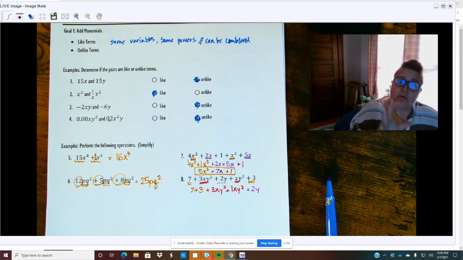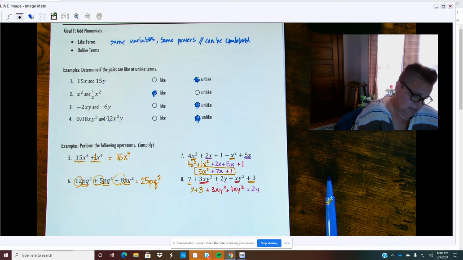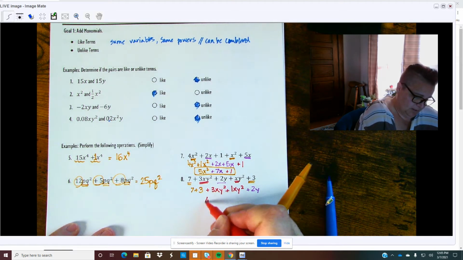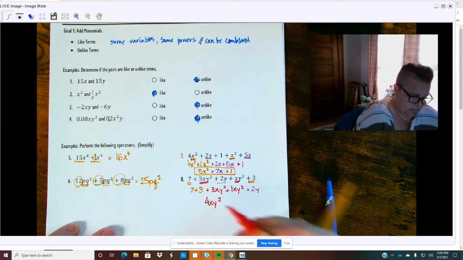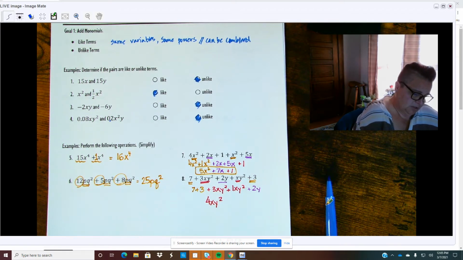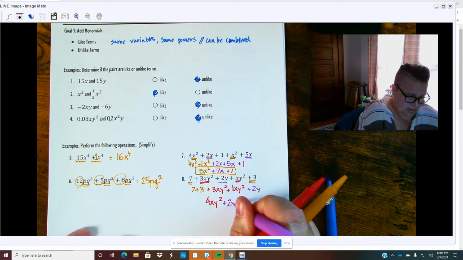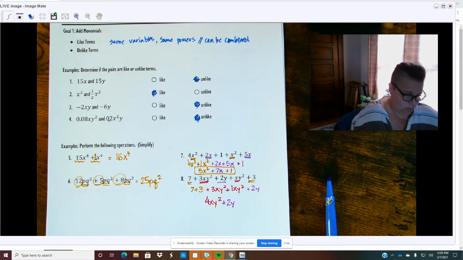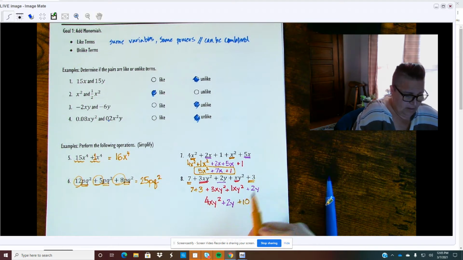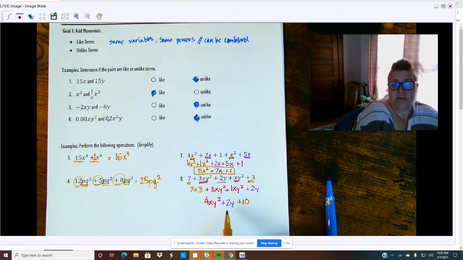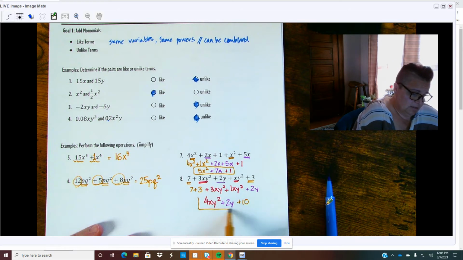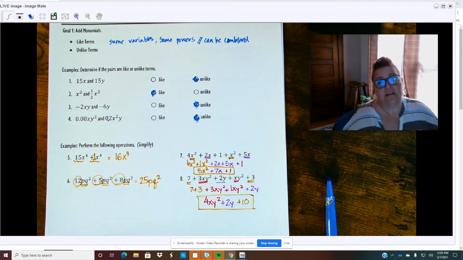That means that I can put this together and combine it. I've got a few things. Remember, we talked in an earlier section about order. So I'm going to combine the 3xy squared plus 1xy squared to do a 4xy squared. Then I'm going to do the plus 2y. I'm paying attention to the descending order, plus 10. I cannot combine the xy squared to the 2y or to the 10. So this is as much as I can do to simplify this problem.